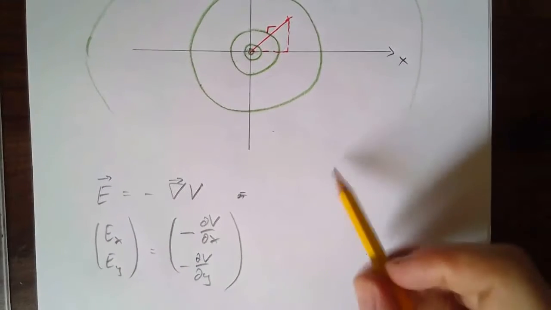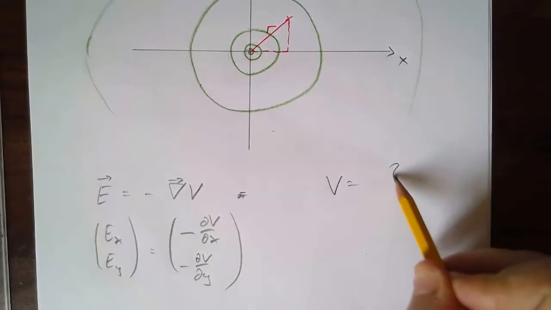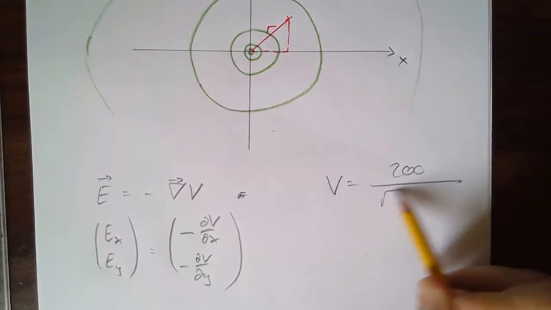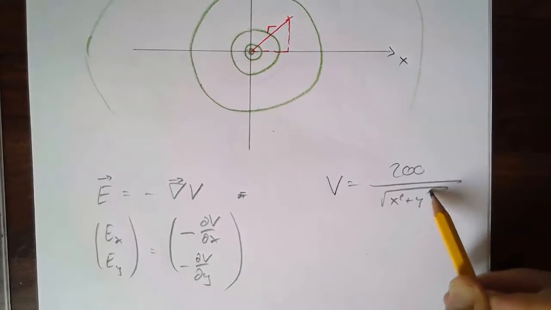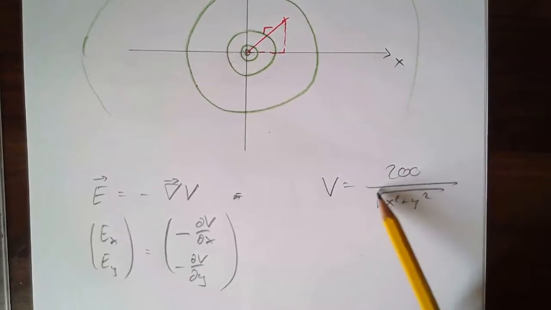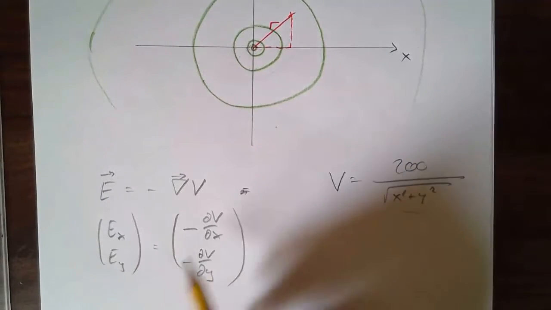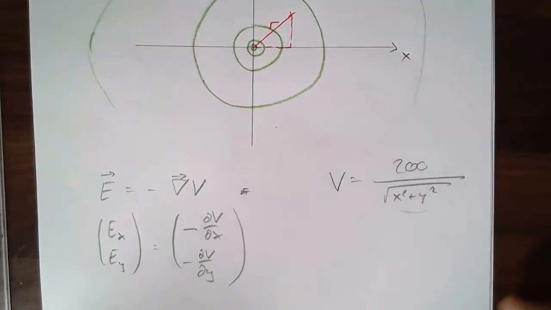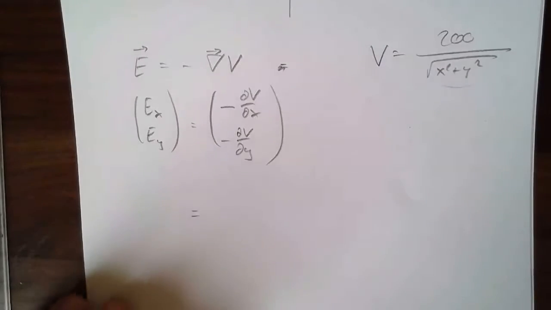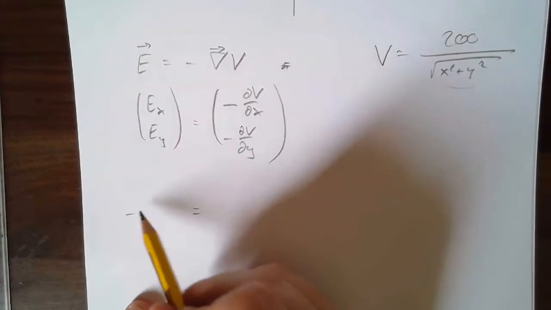Okay, now I've got a function, let me write it down again: my function is 200 divided by x squared plus y squared. Now, I'm going to take the derivative of this. It's not too bad. Let me write it out now, not in the vector form, but working with the components individually, just to make my life a little bit easier.